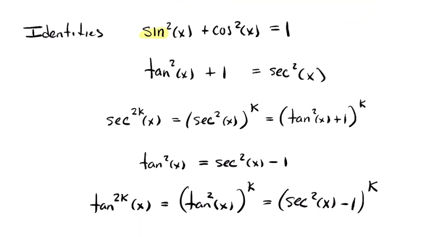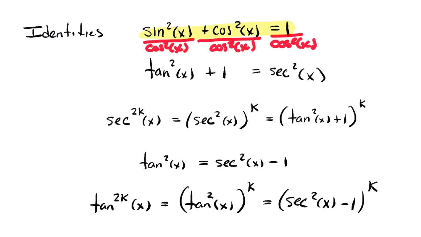Like I said before, the most important identity in the trigonometric world is sine squared x plus cosine squared x equals 1, the Pythagorean identity. And I say it's the most important because lots of other ones you can derive from it. The second one written there: if you divide everything by cosine squared, you certainly get another identity. Sine squared over cosine squared is tangent squared, cosine squared over itself is 1, and 1 over cosine squared is secant squared. So tangent squared plus 1 is secant squared.